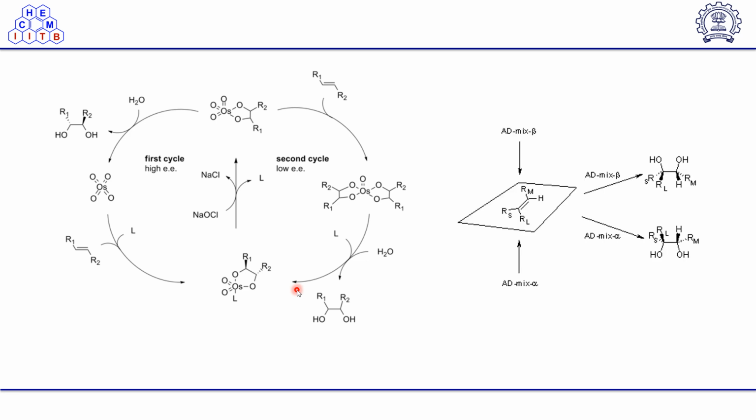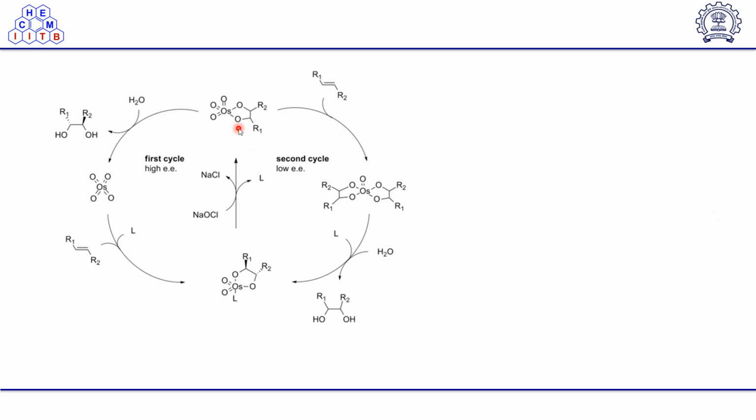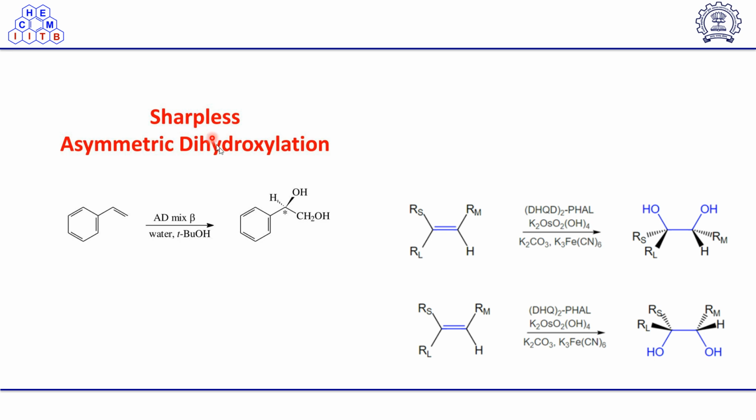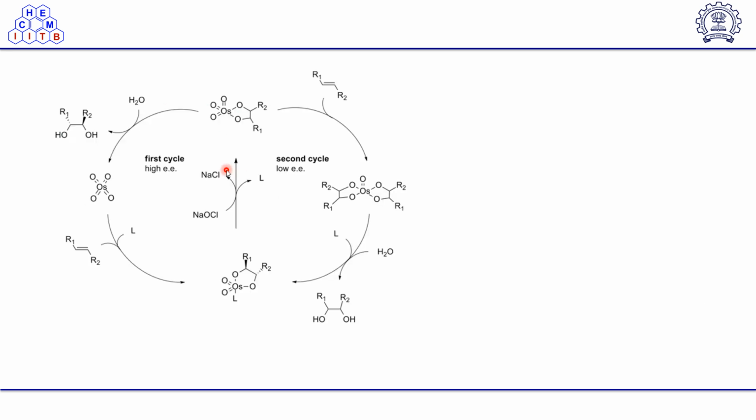So here the concept is that AD mix alpha will be approaching from one particular face, and AD mix beta will be approaching from the other face, so that in both cases the diol formed will have opposite stereochemistry, although it will be resulting in cis diols mostly. So that is Sharpless asymmetric dihydroxylation.